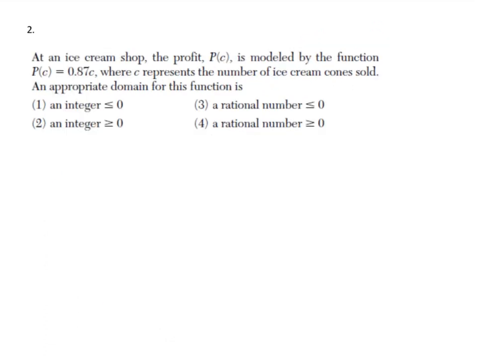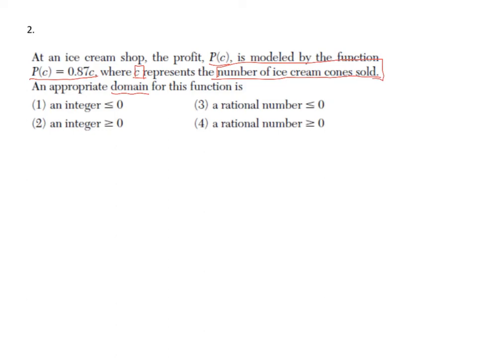Alright, so we have this: at an ice cream shop, the profit P(c) is modeled by the function P(c) equal to 0.87c, where c represents the number of ice cream cones sold. An appropriate domain. So domain is the x-axis. So that is the number of ice cream cones sold.